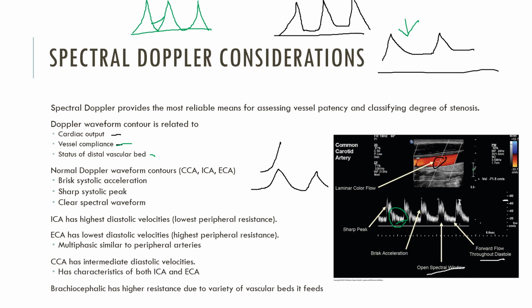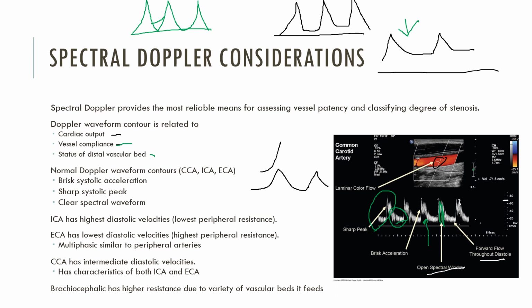Okay. So our normal Doppler waveforms of our CCA, ICA, and ECA are all going to have brisk systolic upstroke, as we demonstrate here. They're going to have a sharp systolic peak. So that means systole is ending very rapidly, and we're going right into diastole. And then they're going to have a clear spectral waveform, not a lot of spectral broadening, and nice open windows. So we wouldn't want that spectral broadening. We want these nice open windows, and that's what we can expect. We know that the ECA is a little bit higher resistant, the ICA is lower resistant, the CCA is a combination of the two.